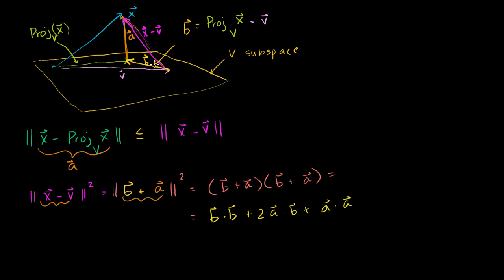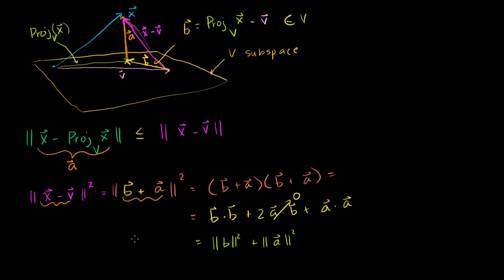Now, a and b are clearly orthogonal. B is the difference between two vectors in our subspace. The subspace is closed under addition and subtraction, so b is a member of our subspace. A is orthogonal to everything in our subspace, by definition, since it's in the orthogonal complement of the subspace. So this is going to be 0. And then this right here will simplify to the length of b squared, plus the length of a squared.